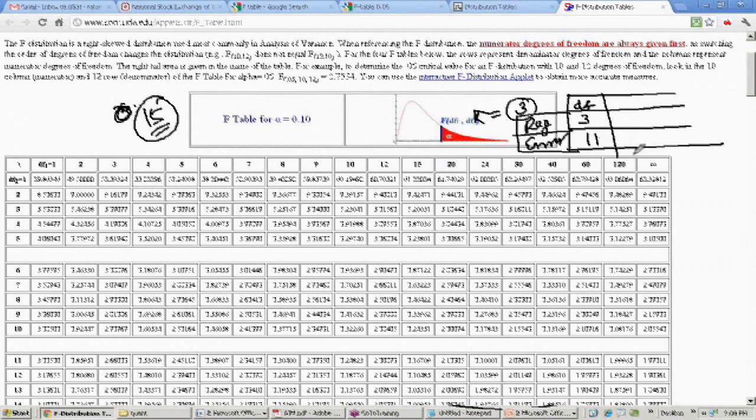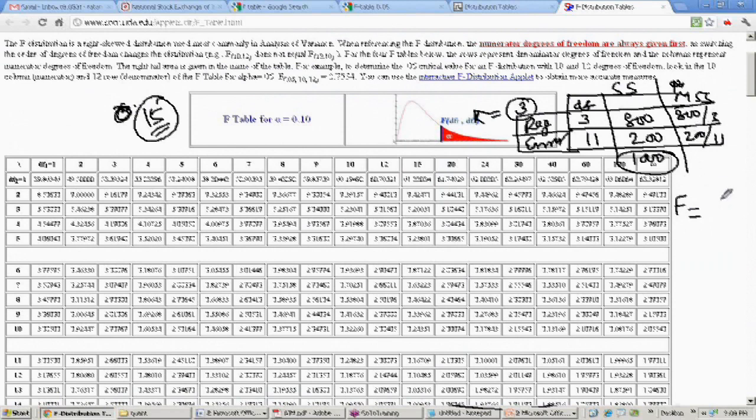Now let's say the total sum of squares is 1000. This one is 800 and this one is 200. So this is your sum of squares. What would be your mean sum of squares? This divided by this. So it will be 800 by 3, and this will be 200 by 11. What would be our F value?